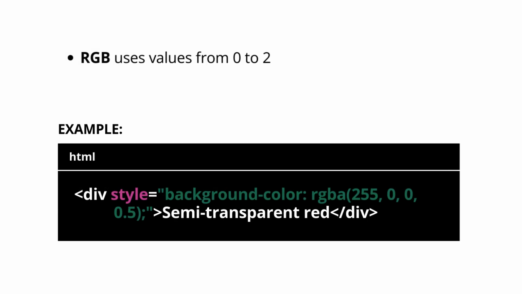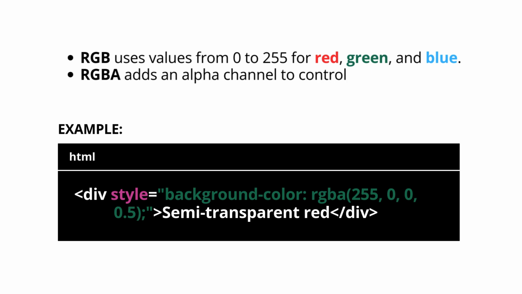Third is RGB and RGBA values. RGB and RGBA are methods to define colors by specifying the intensity of red, green, and blue light.